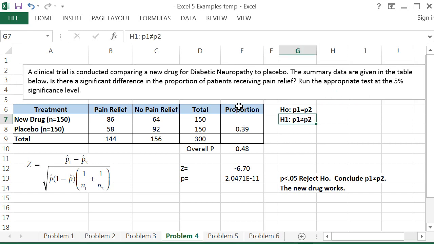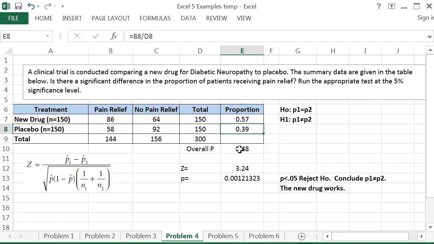So first we have to add this column for proportion that got pain relief. That's going to be the proportion out of the 150. So we compute that with an equal sign, and then we do 86 divided by 150. So I had 57% in the new drug had pain relief. And then I did the same thing down here, took the 58 divided by the 150, 39%, rounded to 2 decimal places, of the placebo group had pain relief.